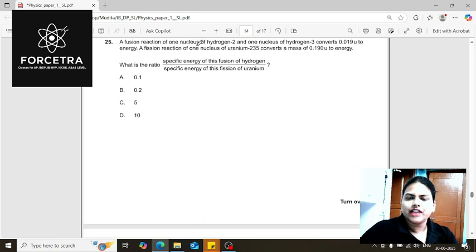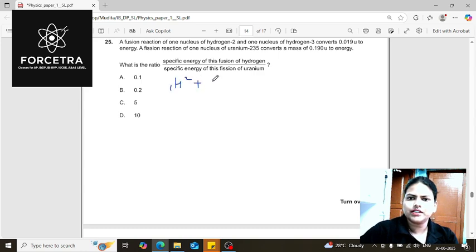A fusion reaction of one nucleus of hydrogen 2 and one nucleus of hydrogen 3 converts 0.019 unit of mass to energy. A fission reaction of one nucleus of uranium 235 converts a mass of 0.19 unit to energy. What is the specific energy of this fusion of hydrogen upon the specific energy of this fission of uranium?